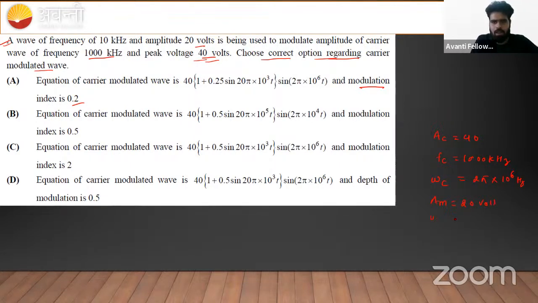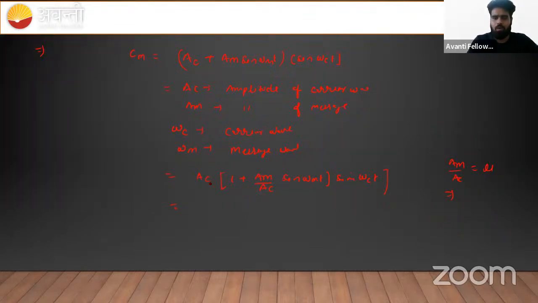In a similar manner, omega m is 2 pi FM. If we put the value of FM here, that is 10 kilohertz, it is 10 into 10 raised to power 3 hertz. If we put all these values here, we will get the correct answer, and we will get that option D is the right one. I hope this is clear. We just put the values in this equation and we get the correct answer.